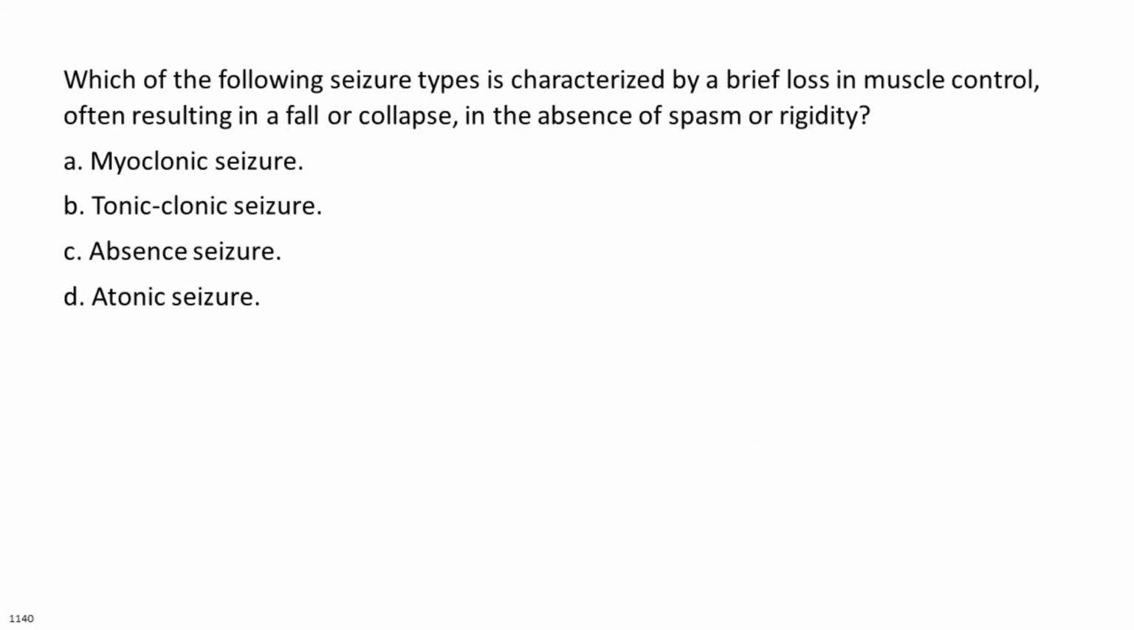Which of the following seizure types is characterized by a brief loss in muscle control, often resulting in a fall or collapse, in the absence of spasm or rigidity? A. Myoclonic seizure. B. Tonic-clonic seizure. C. Absence seizure. D. Atonic seizure.